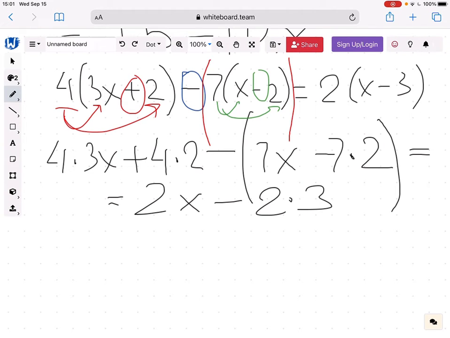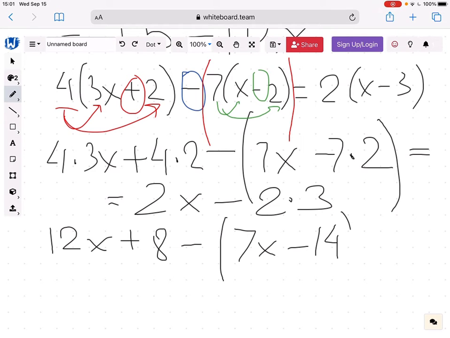All right. Now, let's simplify this equation. First of all, 4 times 3x is, 4 times 3 is 12. You get 12x. Plus 4 times 2 is 8. Now, actually, let's not do it yet. Keep the parentheses. We get 7x minus 7 times 2, which means 14, equals 2x minus 6. Okay?